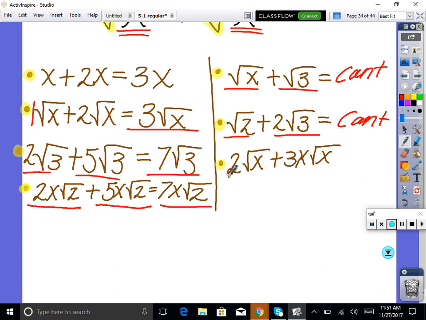Okay, look. 2 root x plus 3x root x. You still can't combine them. This was an x root x. This is just a root x. Does everybody see how you could not combine them? They are truly not the same. Does everybody understand? Okay, let's do the problem on the homework.